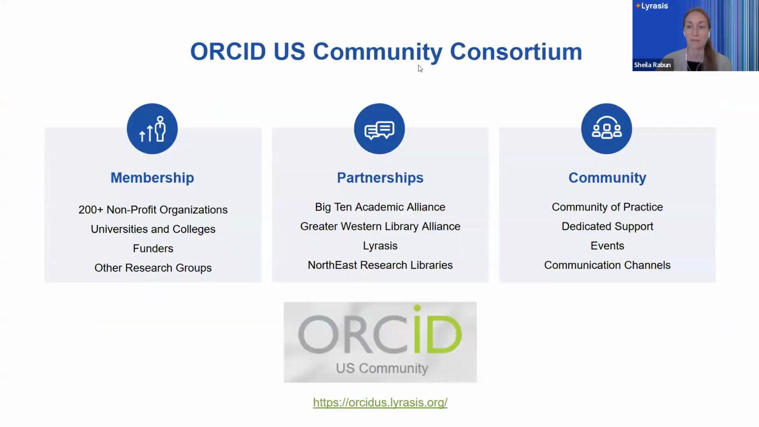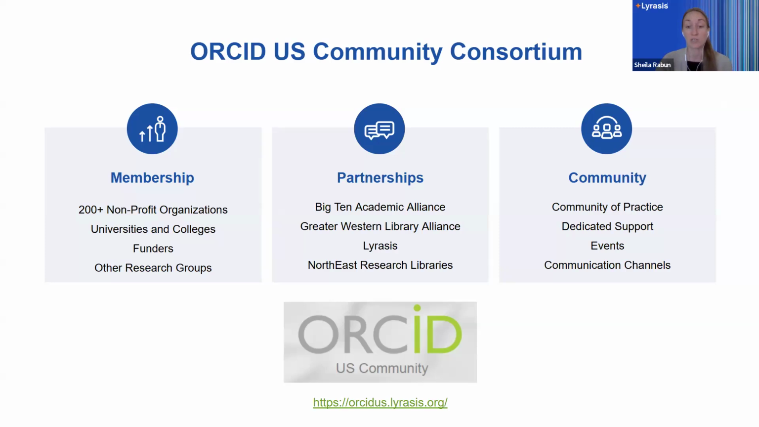Next slide. The ORCID US Community is administered by Lyrasis in partnership with the Big Ten Academic Alliance, the Greater Western Library Alliance, and the Northeast Research Libraries. Currently, we have over 200 nonprofit organizations participating, mostly universities, but we also have funders, health and hospital systems, researcher associations, and other research groups. Our main goal here is to build a robust community of practice around ORCID in the US, and our community has been actively growing since 2018 when the ORCID US Community Consortium was launched.